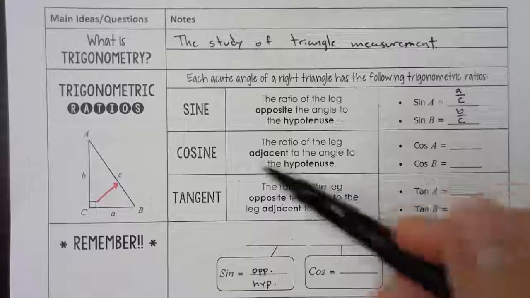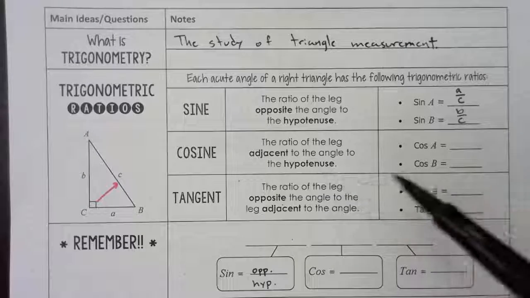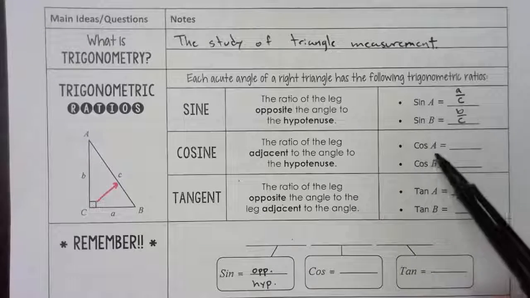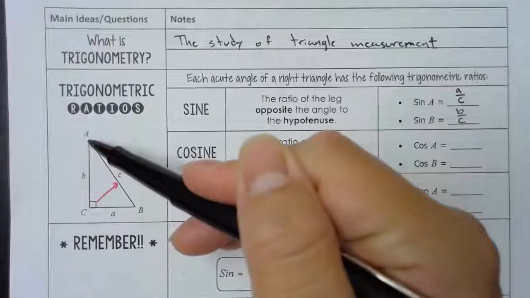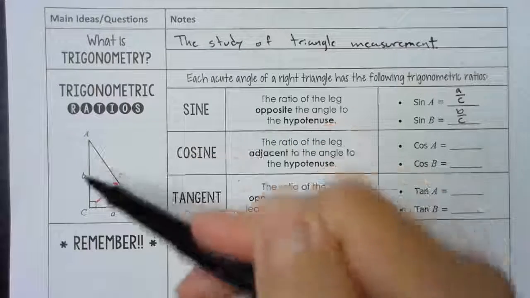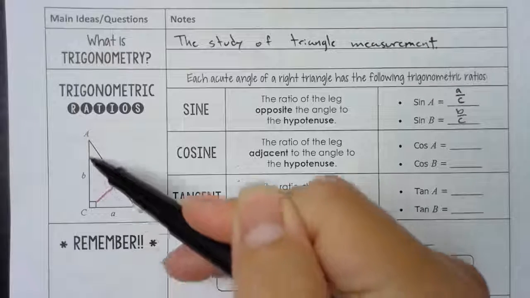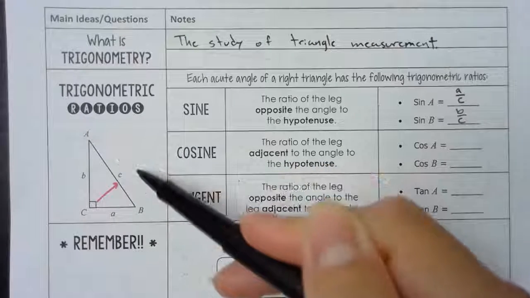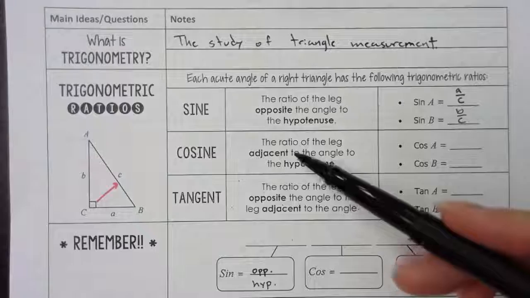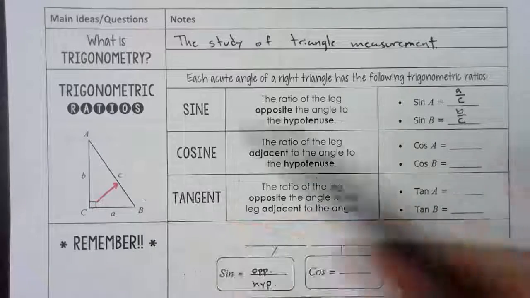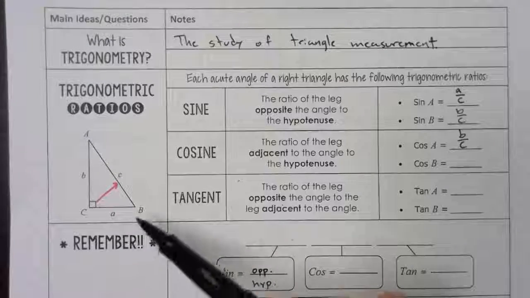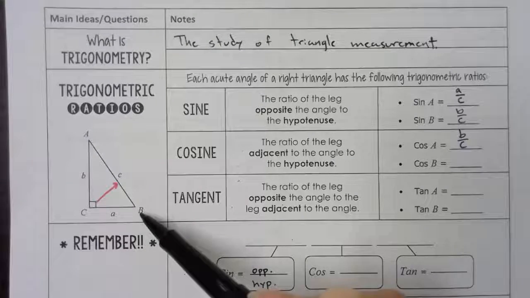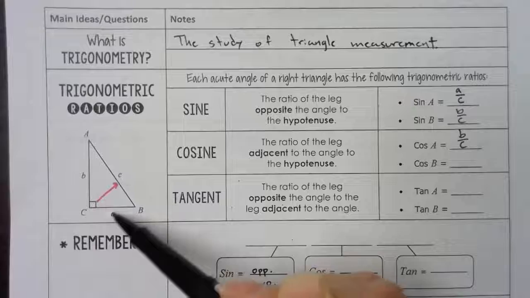Cosine is the ratio of the leg adjacent to the angle to the hypotenuse. So if I'm looking at angle A here, what side is next to angle A that is not the hypotenuse? That's going to be side B. Side B is next to angle A that is not the hypotenuse. So adjacent over hypotenuse, B over C. If you're looking at it from angle B, what's adjacent to angle B? Little a, so little a over C.